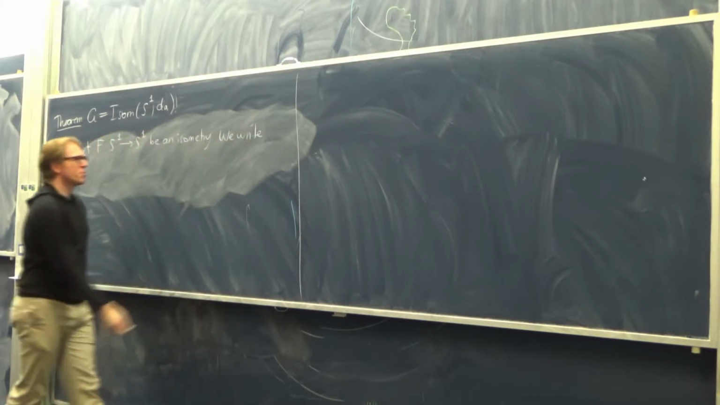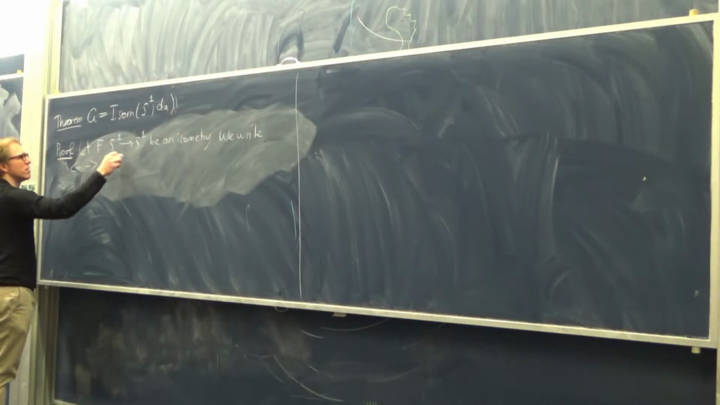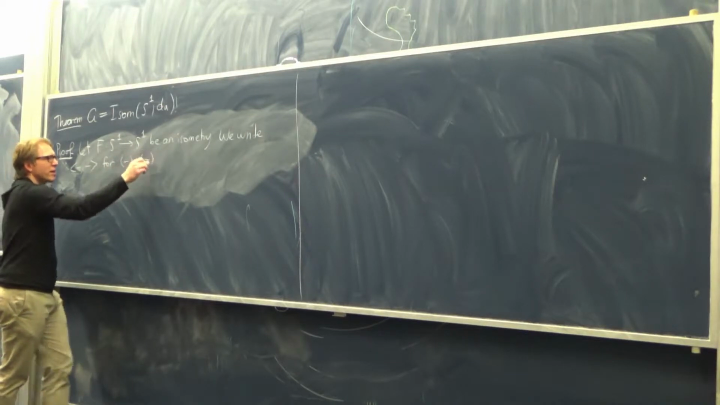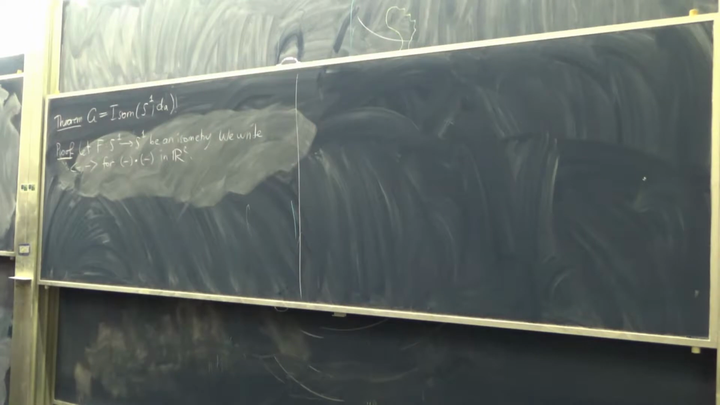For the duration of this proof, I'm going to write the dot product in R2 using these angle brackets, simply because otherwise I have to draw twice as many brackets, as you can see. It's tedious. So the angle brackets just mean the dot product. Okay, so what have I got to show?